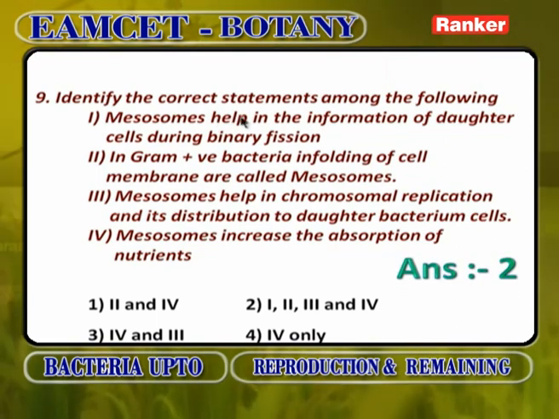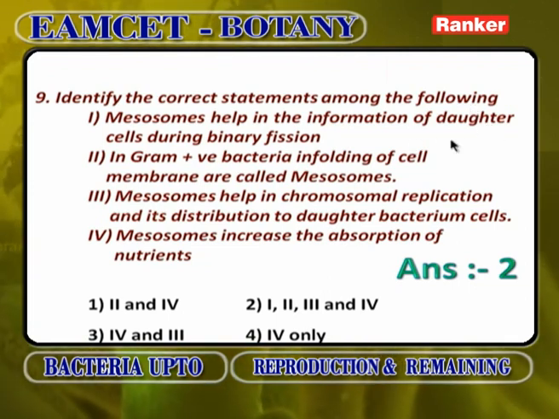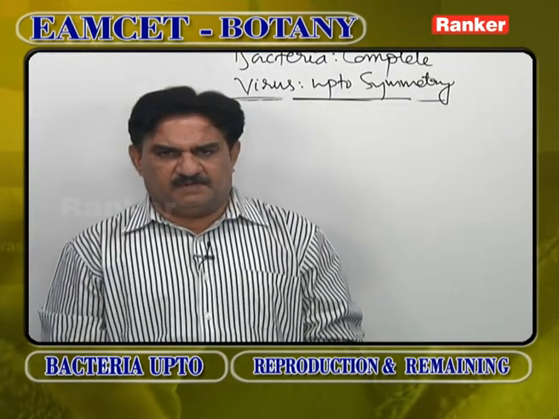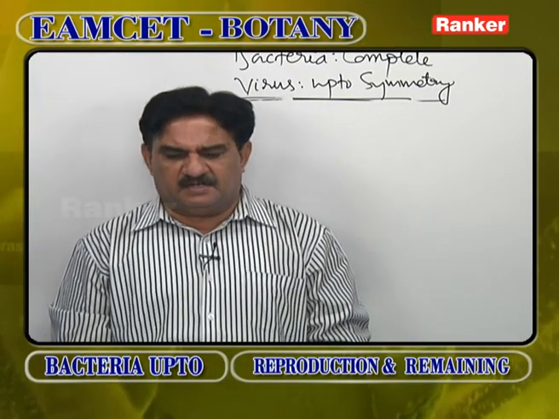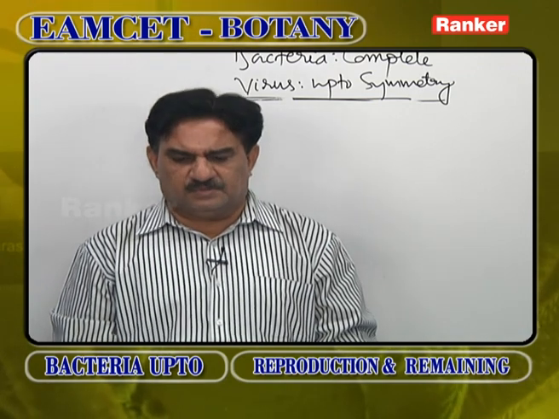Identify the statements among the following and choose the correct one. Mesosomes help in the formation of daughter cells during binary fission. Definitely. Mesosomes are the components which cause a ridge or cleft or cell plate-like formation in between two daughter nuclei, resulting in the formation of each cell into two cells.